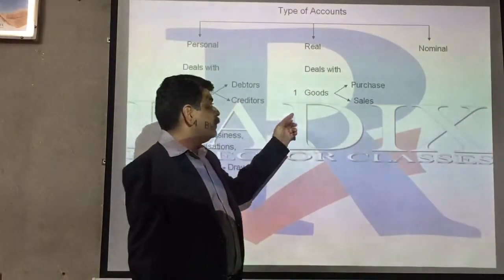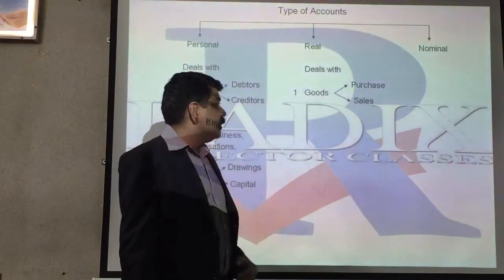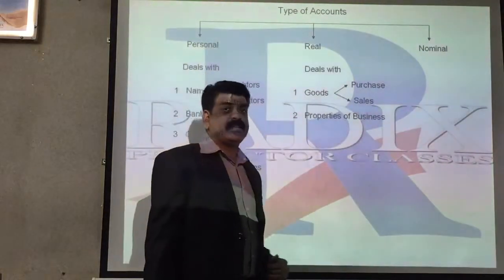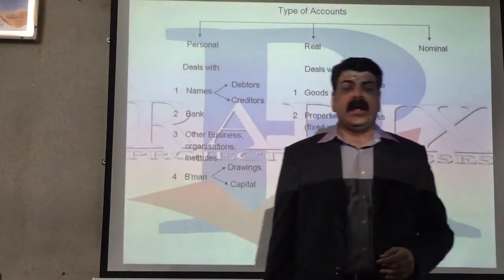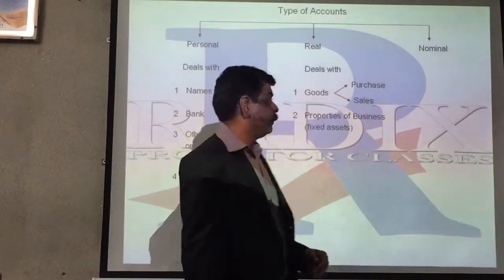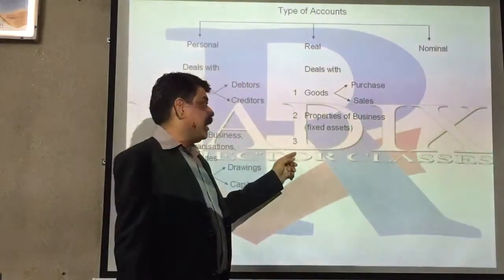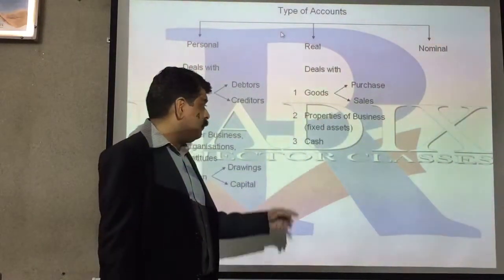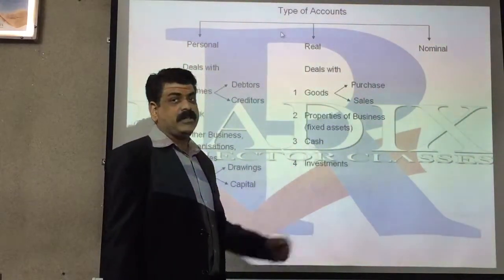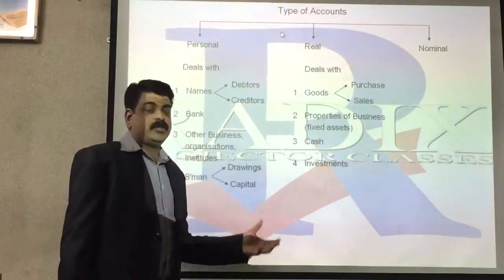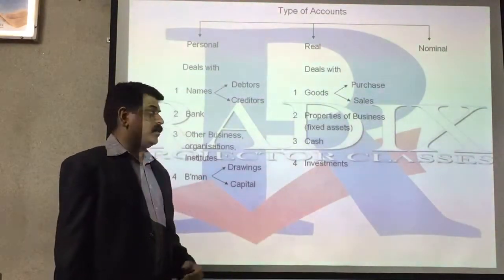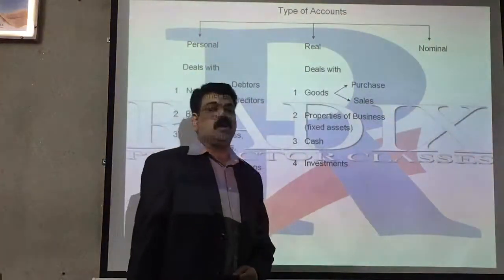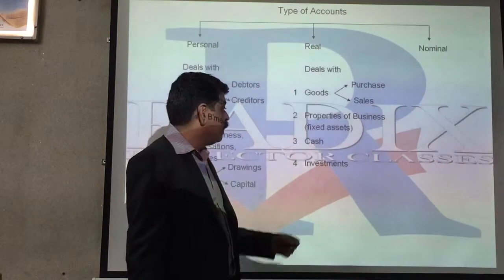The second category of real is property of the business, where I mean the fixed assets like land, building, plant, machinery, furniture, vehicles, etc. The third is cash. And the fourth is investments. The investments are those where a business invests money outside the business by buying some shares of some company, buying some debentures of the company, or making a fixed deposit in the bank.